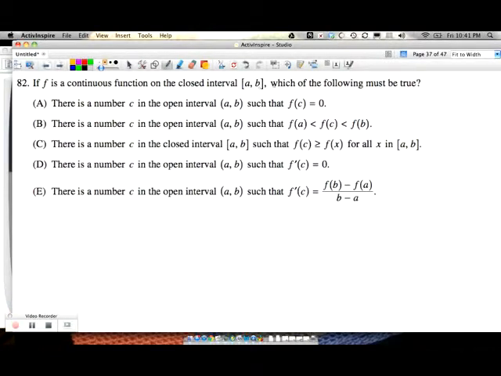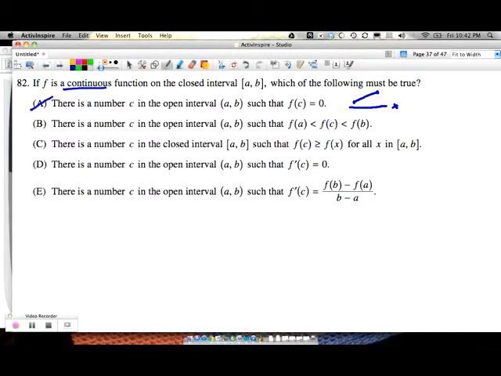If f is a continuous function on the closed interval [a, b], which of the following must be true? Okay, so we know it's continuous. That's basically all we know. A: there's a number c in the open interval (a, b) such that f of c equals 0. Not necessarily, because that's saying the function has a 0. Well, f of c could be greater than 0 if this was the x-axis. It doesn't have to cross 0, so A is out.